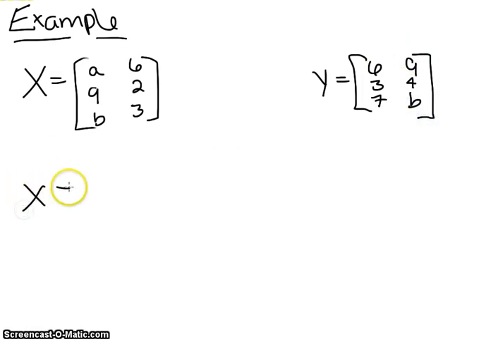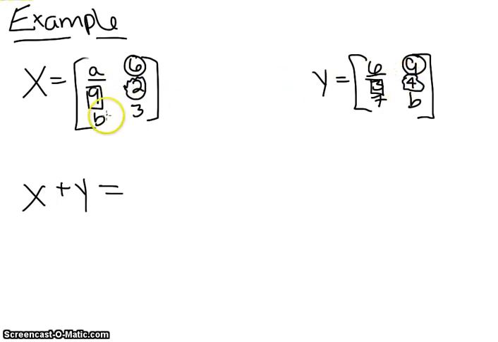So we need to add these two matrices together. Your A and your 6 go together, your 6 and your 9 go together, your 9 and your 3 go together, and then your 2 and your 4 go together, and then your B and your 7 go together, and again the 3 and the B go together, sorry.